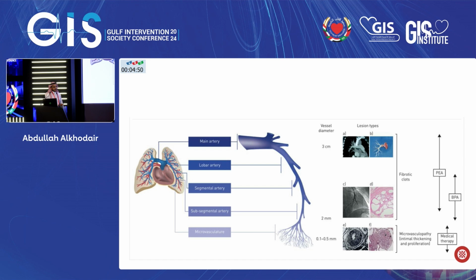Operability really depends on the location. This is a very nice picture that depicts that CTEPH can be concentrated at one of multiple different levels. If it is proximal, meaning main artery or lobar, then that's where PEA surgery is most beneficial. If it is mostly confined to the segmental and subsegmental levels, then BPA has a role. And if it's mostly at the microvascular distal level, then that's where medical therapy has the most benefit.